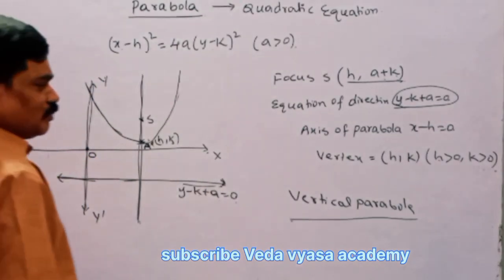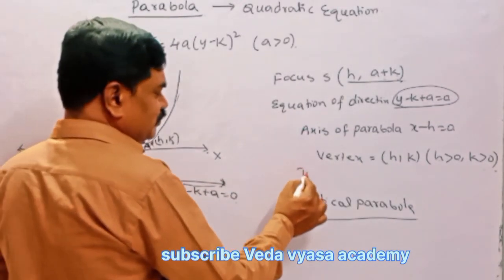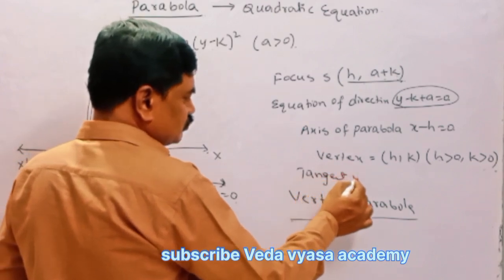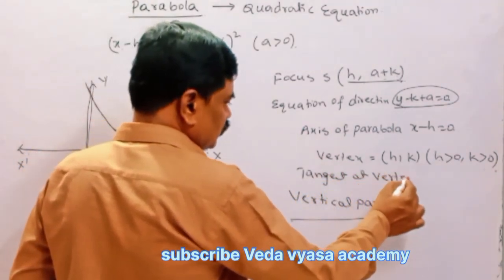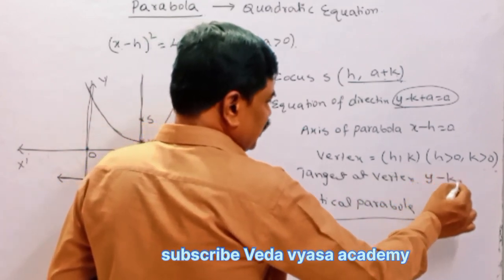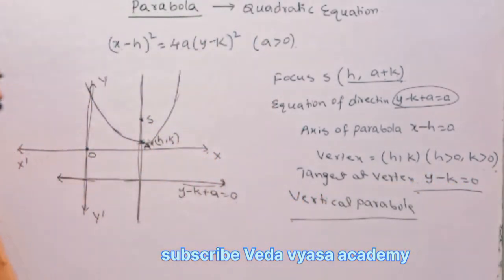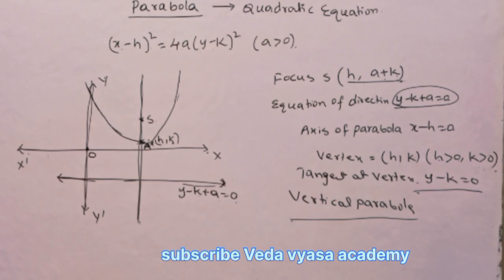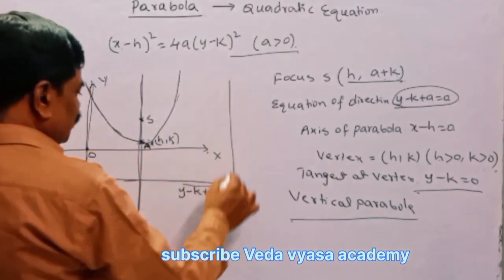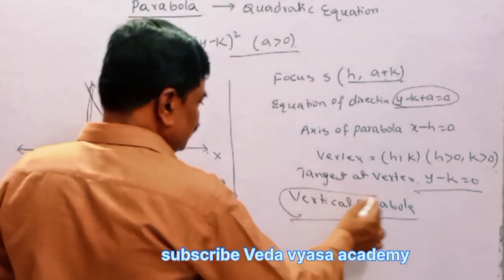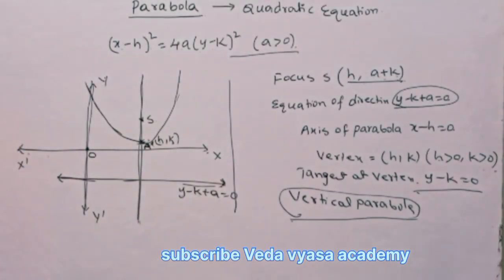And the vertex of the parabola is (h, k). Tangent at vertex is y minus k equal to 0. This is x minus h whole square is equal to 4a of y minus k, where a greater than 0, and this parabola is a vertical parabola. Okay, all of you? That's all.